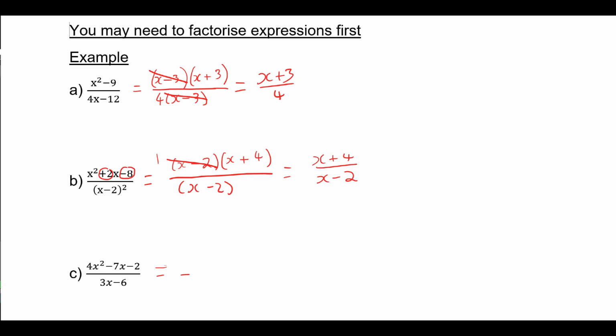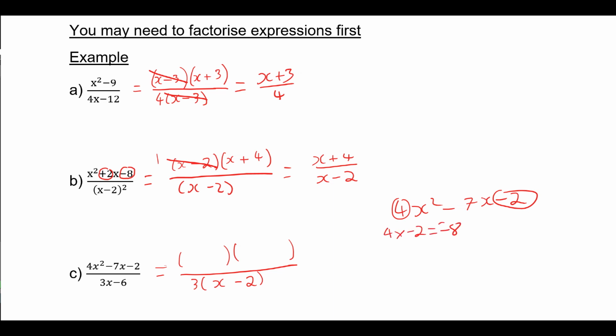Finally, in C, we can factorize the bottom first. Take out a factor of 3, we get 3 bracket x minus 2. On the top, we have a slightly more difficult quadratic to factorize. One method of factorizing the quadratic is to multiply the coefficient of x squared times the constant, as we've done. 4 times minus 2 is minus 8. We need a pair of numbers that will multiply to give minus 8 and add to give minus 7. The obvious candidates are minus 8 and plus 1. And those numbers then split up the minus 7.